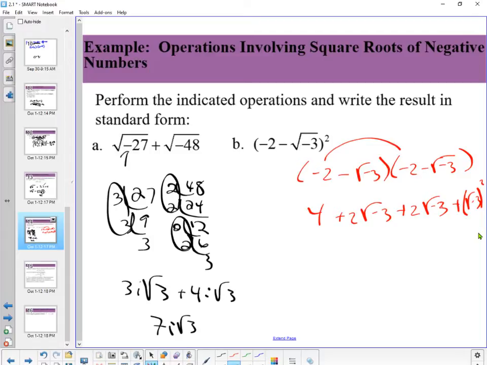I could barely write it in there. You guys make it out? So these are going to undo each other. So I've got a negative 3. So 4 take away 3 is 1. And then I've got 2 plus 2, which is 4 radical negative 3. Let's take out that i. So I've got 1 plus 4i radical 3.